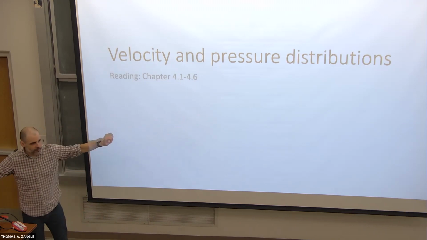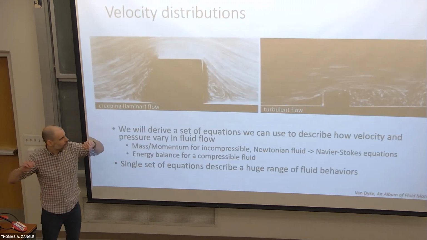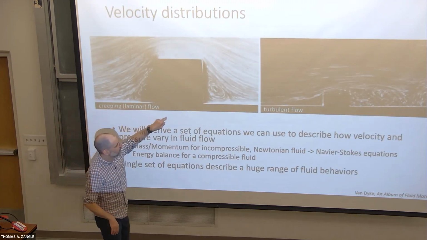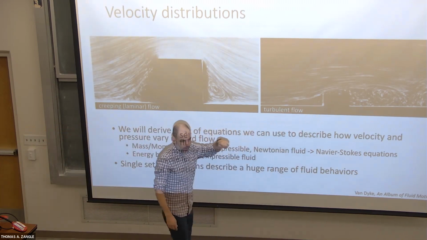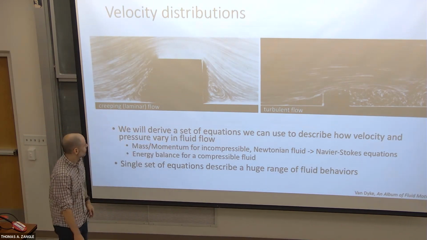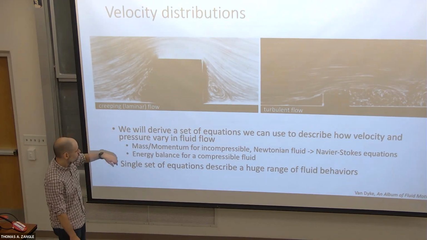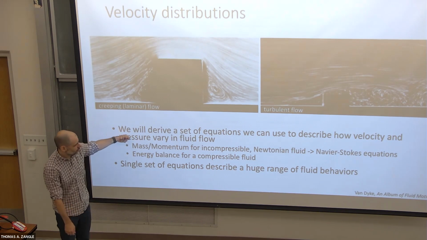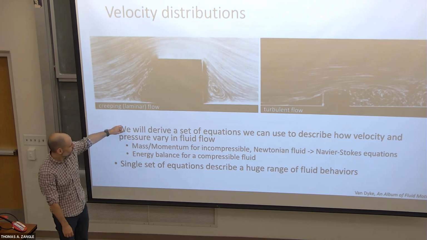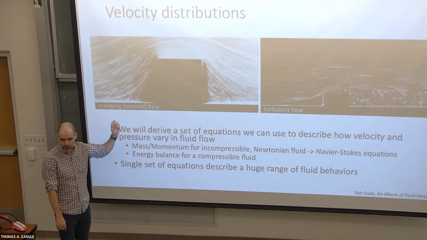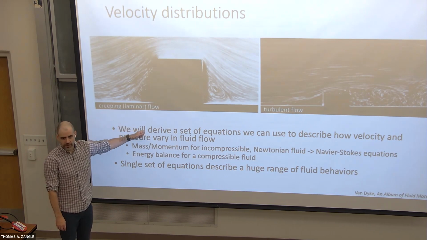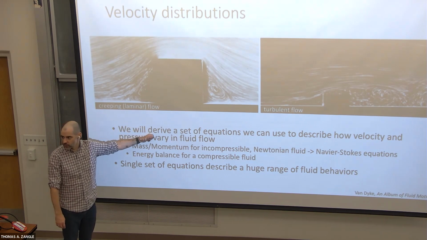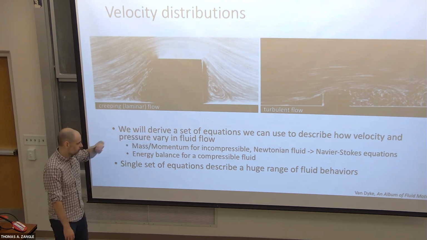But now in chapter 4, we're going to be developing the tools to study in detail what's going on when flow encounters objects and when we apply forces to flows. We're going to derive a series of equations that describe how velocity and pressure vary within a fluid flow, right? We're going to get to the Navier-Stokes equations, which we can use to describe an incompressible Newtonian fluid.